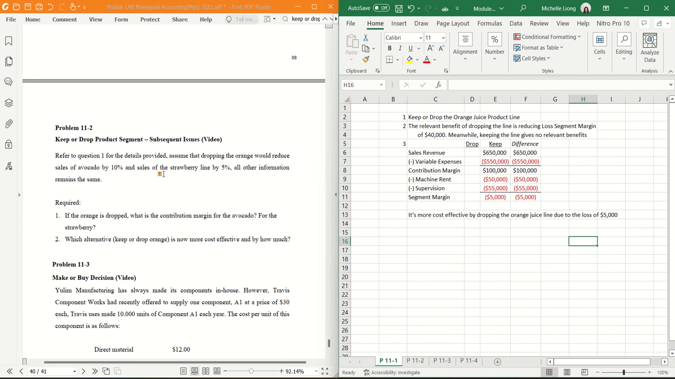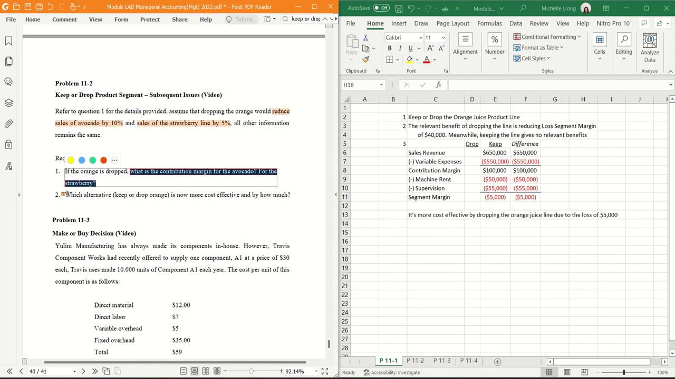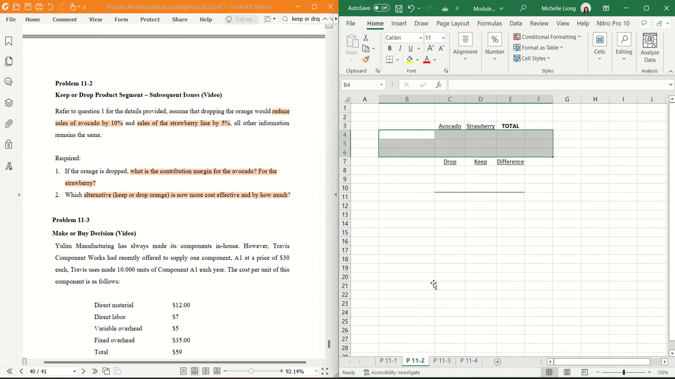Continue to problem two. Still in the keep or drop segment, but for the subsequent issues, and refer to question one for the details provided. Assuming that dropping the orange would reduce sales of avocado by 10% and sales of strawberry lime by 5%, and all other information remains the same. So the requirement is, if the oranges drop, what is the contribution margin for the avocado and strawberry? And number two is which alternative, keep or drop orange, is now more cost effective and by how much? Okay, let's continue to number two.